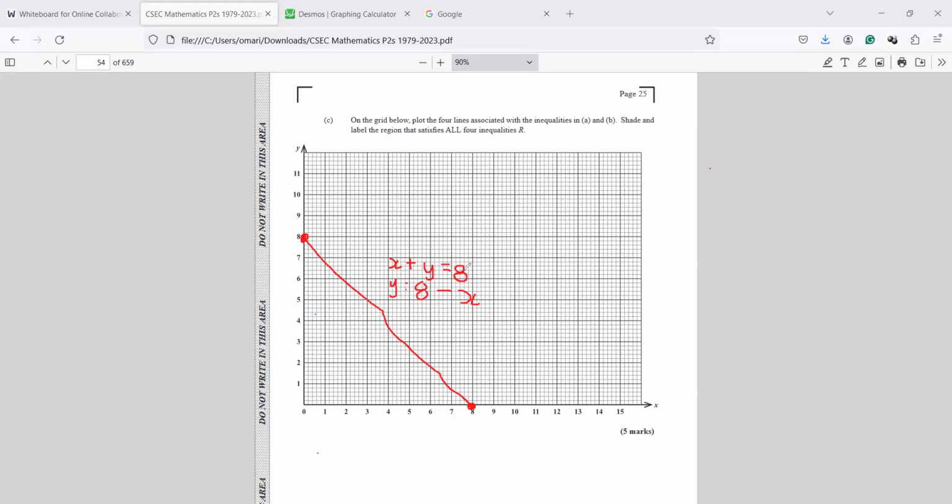But at this point, we have to remember that the question gave us an inequality, and it said that x plus y must be greater than or equal to 8. And so at this point, you would shade the region of your graph that is above that line. So you shade here, here, pretty much what you do.